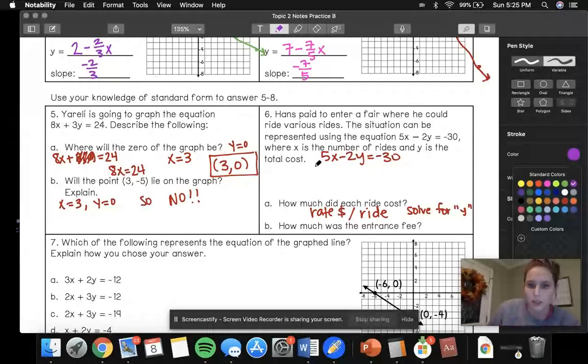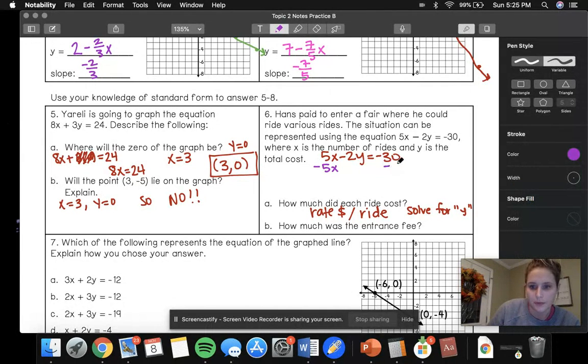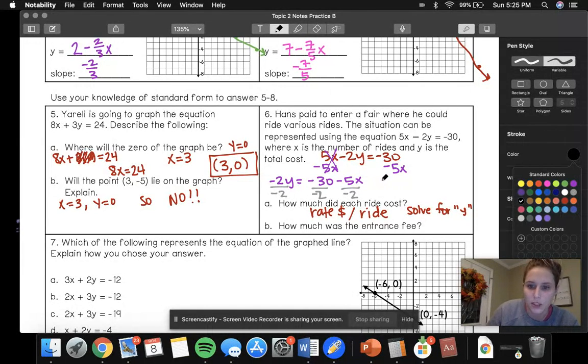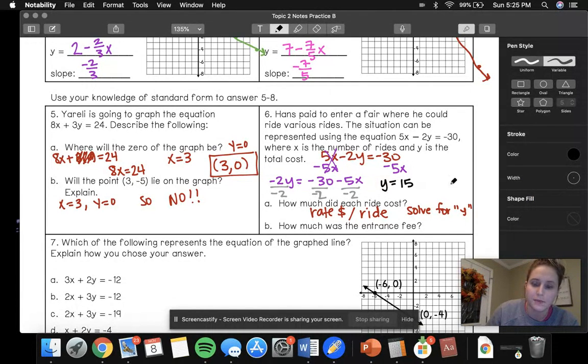So first thing we are going to do is subtract 5x. Negative 2y equals negative 30 minus 5x. And now we are going to divide by the negative 2. Okay. And we have this equation, y equals negative 30 over negative 2, which would be 15. And then negative 5x over negative 2, which would be just converted to a positive 5/2 x.